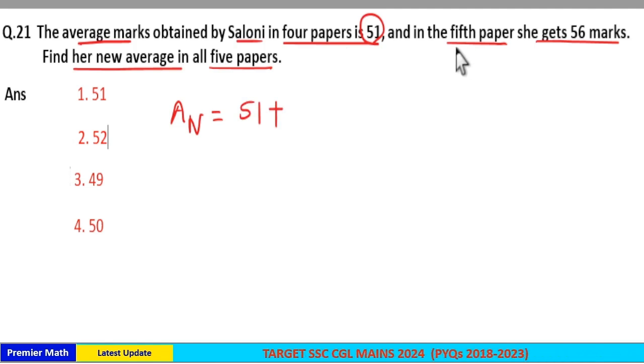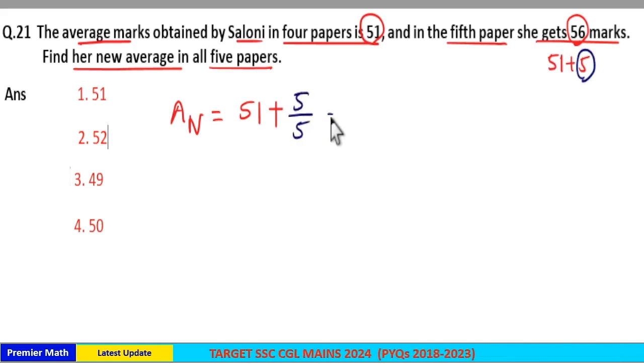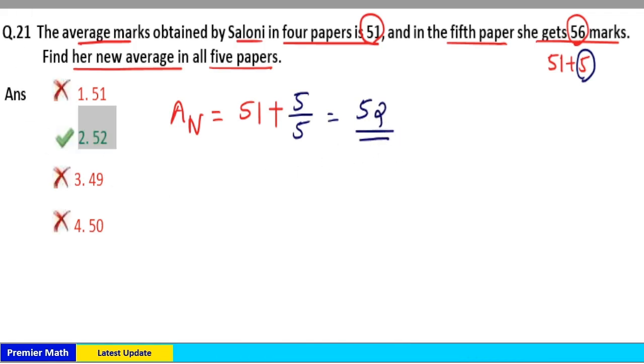Now in the 5th paper she gets 56 marks. This 56 is 5 greater than the old average. So distribute this extra 5 to the total 5 papers. So 51 plus 5 by 5 is equal to 52. 52 is the new average. Option 2 is your answer.